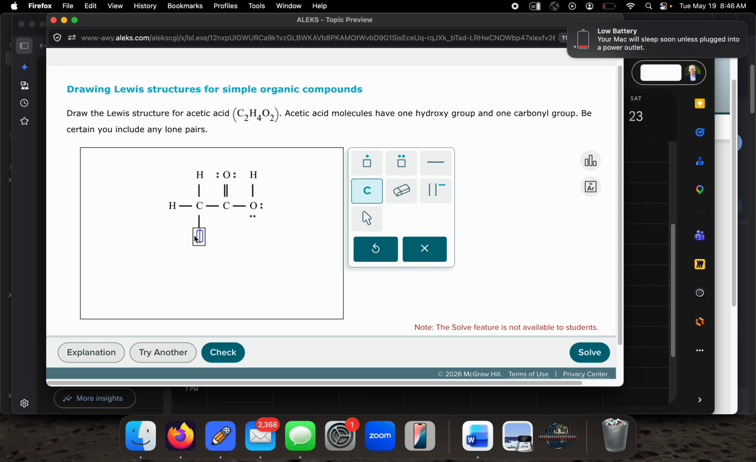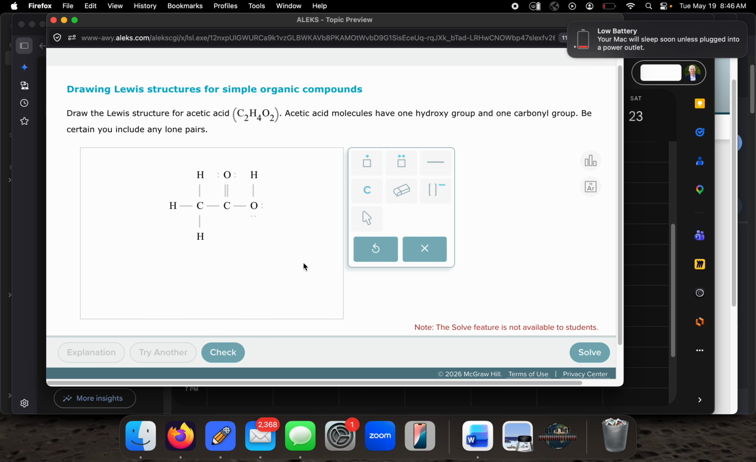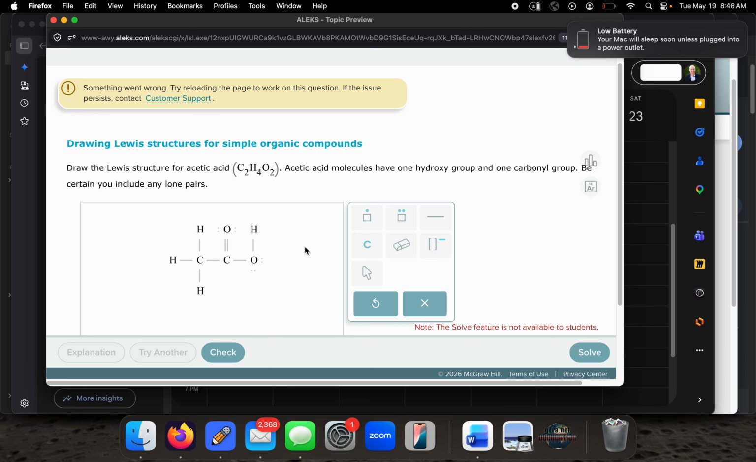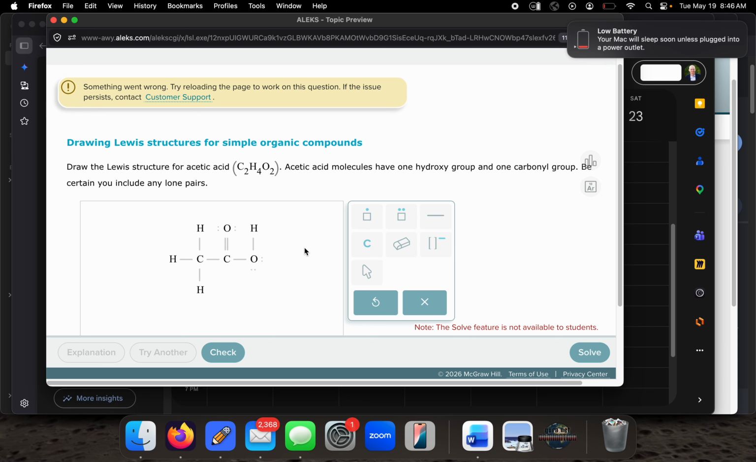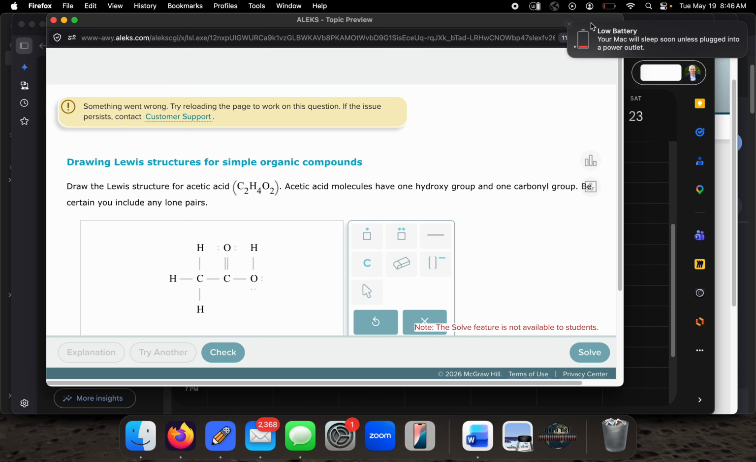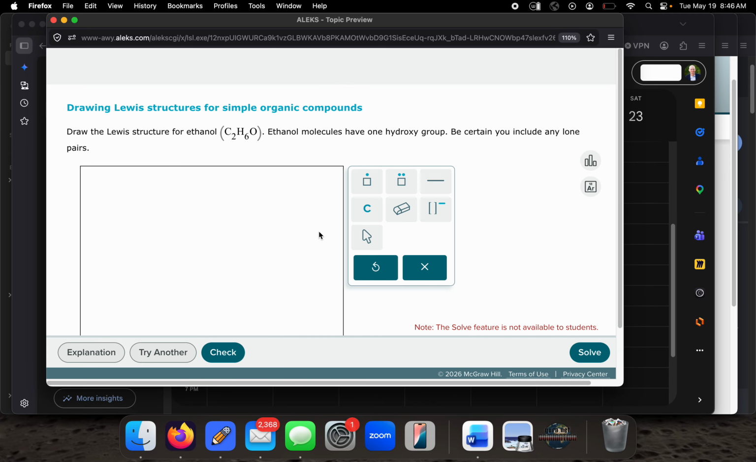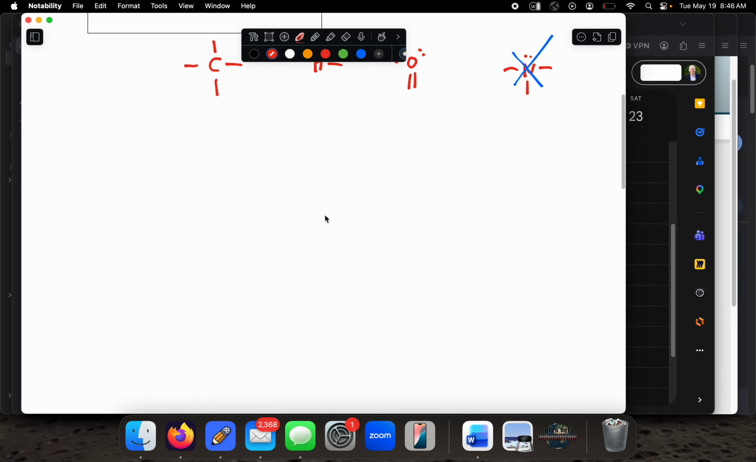Battery's low. And check. Ought to be good. Okay, try reloading the page. Okay, different structure, C2H6O. All right, waiting too long on that. Let's go to a different structure. C2H6O.